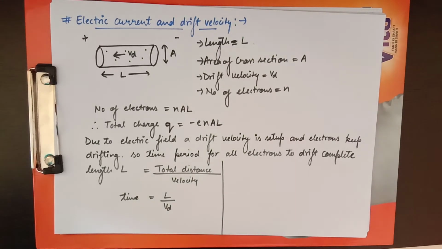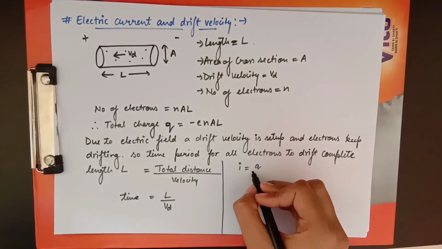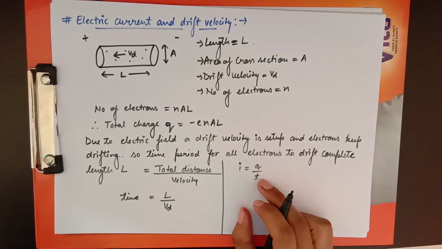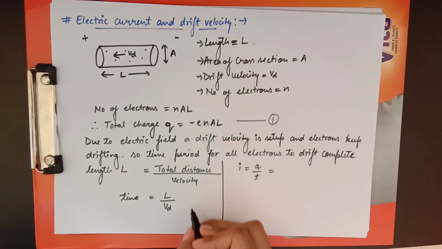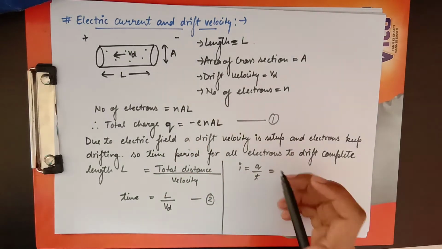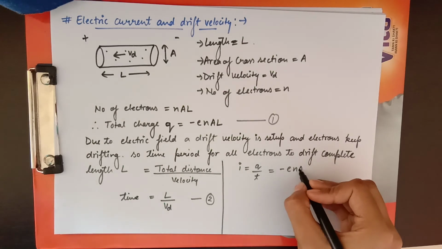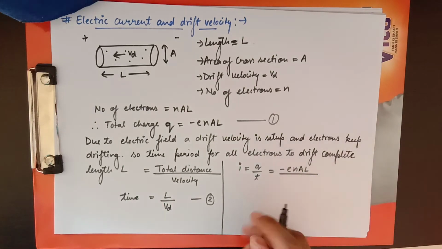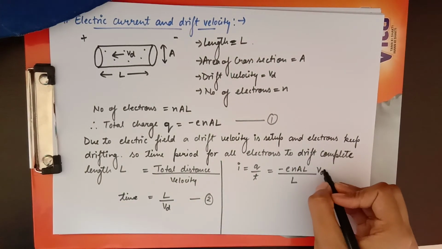In this derivation we are deriving the relation between electric current and drift velocity. From the definition of current, I is equal to Q divided by t, total charge divided by time. I write this as equation number 1, and this as equation number 2, the equations for time and total charge. In place of Q I write minus e nAL, divided by time, and time is L divided by Vd.